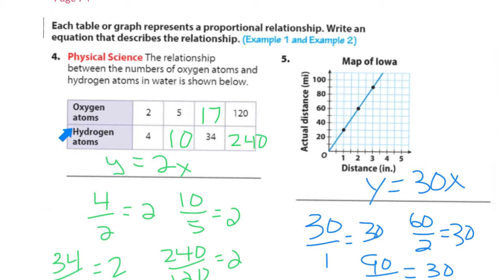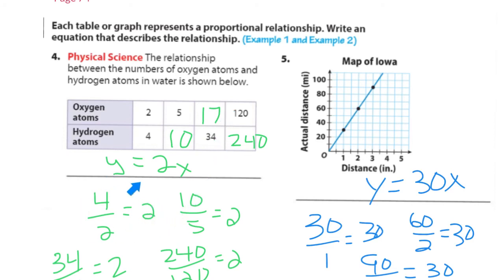Okay, so for the first one, I completed the table because that's what the instructions said to do. To go from oxygen to hydrogen, 2 to 4, I must have multiplied by 2. 5 times 2 is 10. 17 times 2 is 34. 120 times 2 is 240.